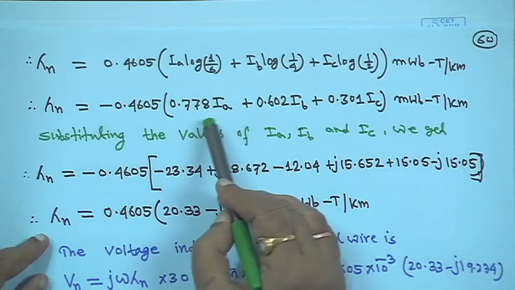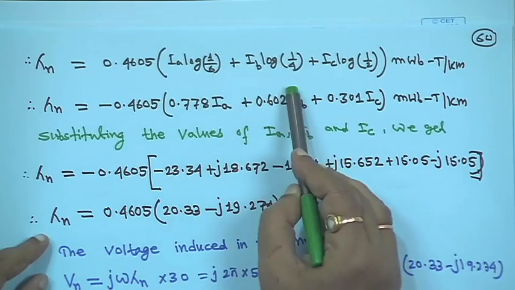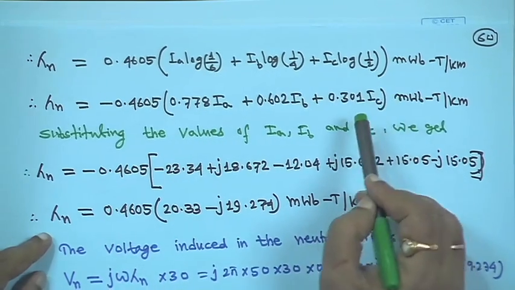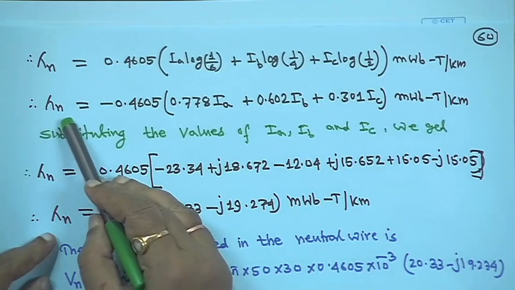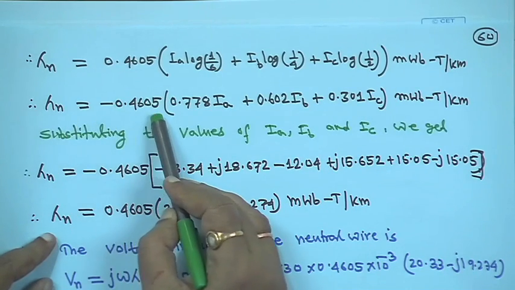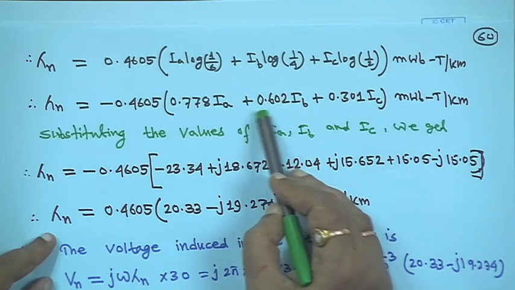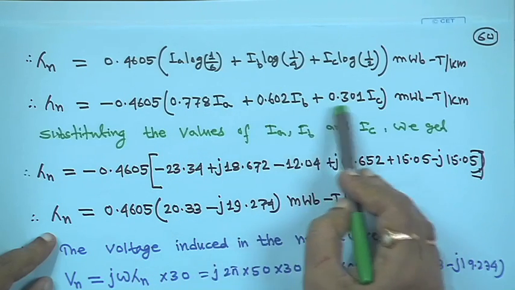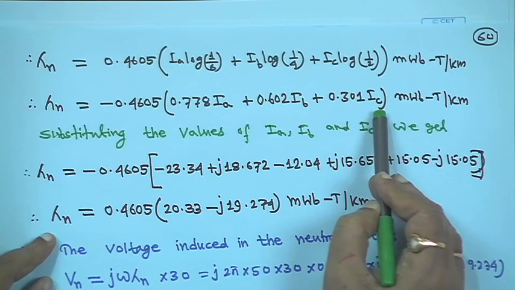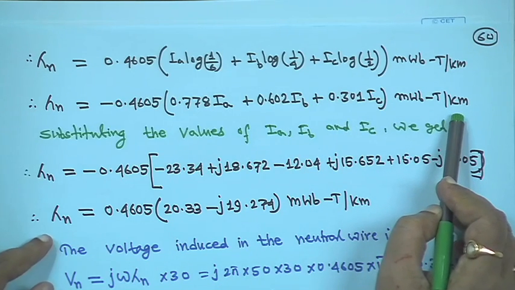After this, whatever values come from log 1 upon 6, log 1 upon 4, log 1 upon 2, you put them in. You will get lambda N equal to minus 0.4605 times, in bracket, 0.778 IA plus 0.602 IB plus 0.301 IC, milliweber turns per kilometer.